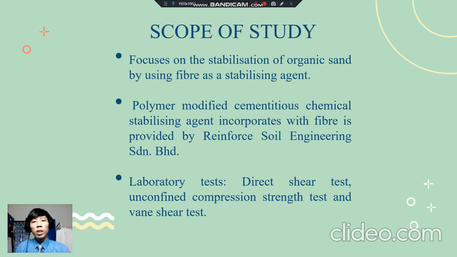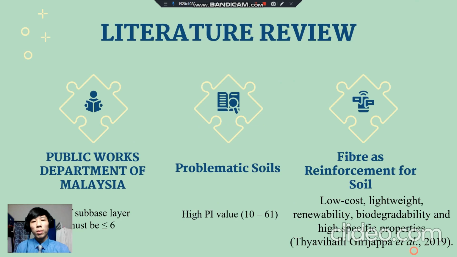Next, the scope of study is focused on the stabilization of organic soil by using fiber as a stabilizing agent. Polymer modified cementitious chemical stabilizing agent in complex with fiber is provided by Reinforced Soil Engineering Sdn Bhd. 3 main laboratory tests, which are direct shear test, unconfined compression strength test, and vane shear test, are conducted in this study.